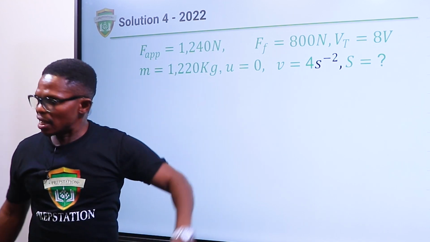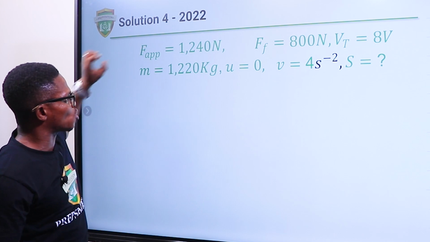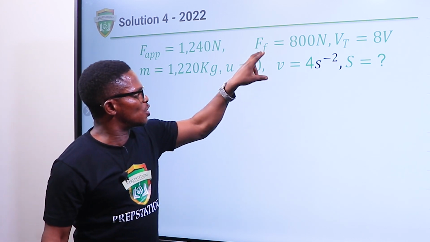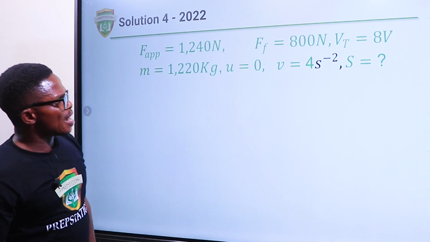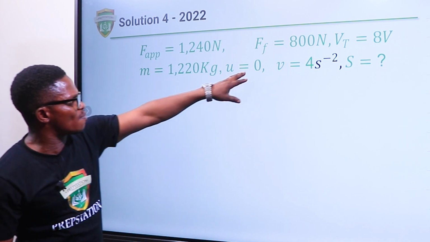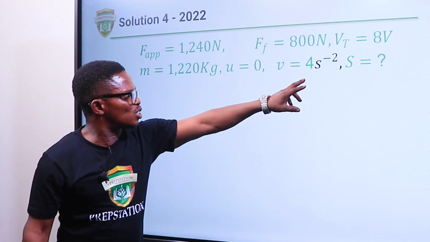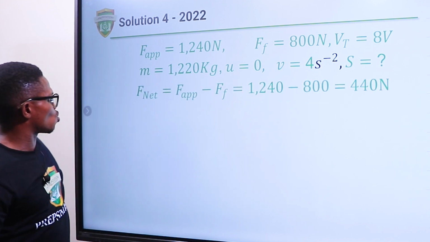First, list out the parameters. What are the parameters? F is 1240, the force of the engine. The opposing force, frictional force, is 800. Now, v is what? 8, I don't think that is part of it. Then the mass of the car, and this initial velocity. So the velocity here is 4 meters per second. We are looking for distance s. So what do we do?